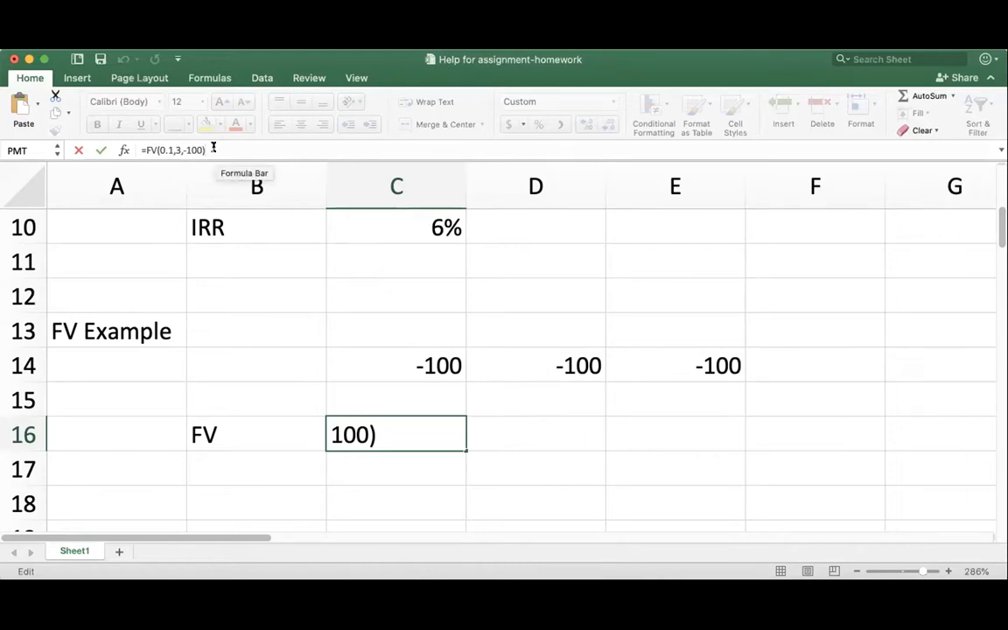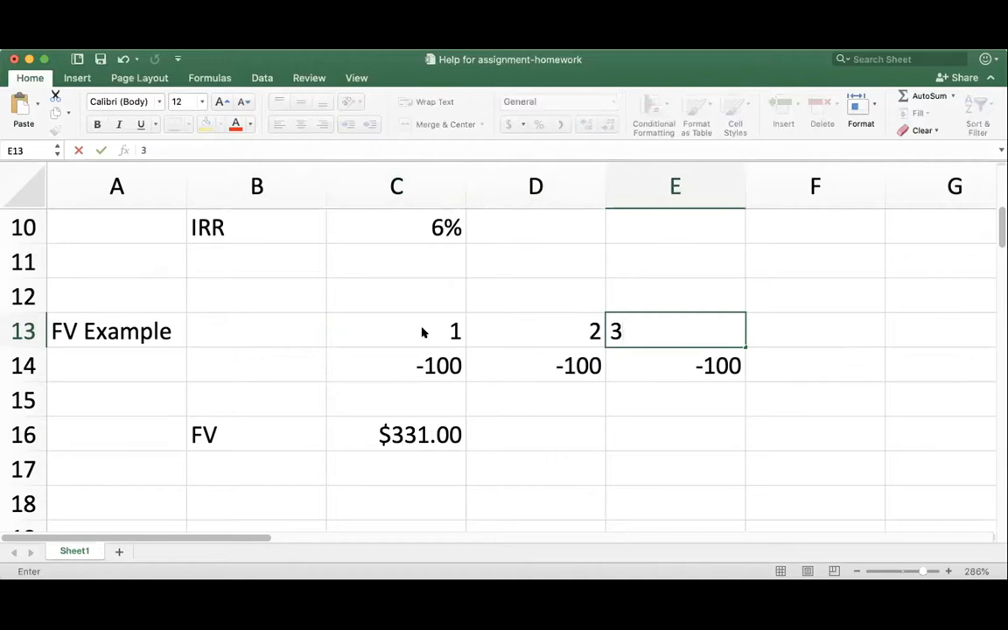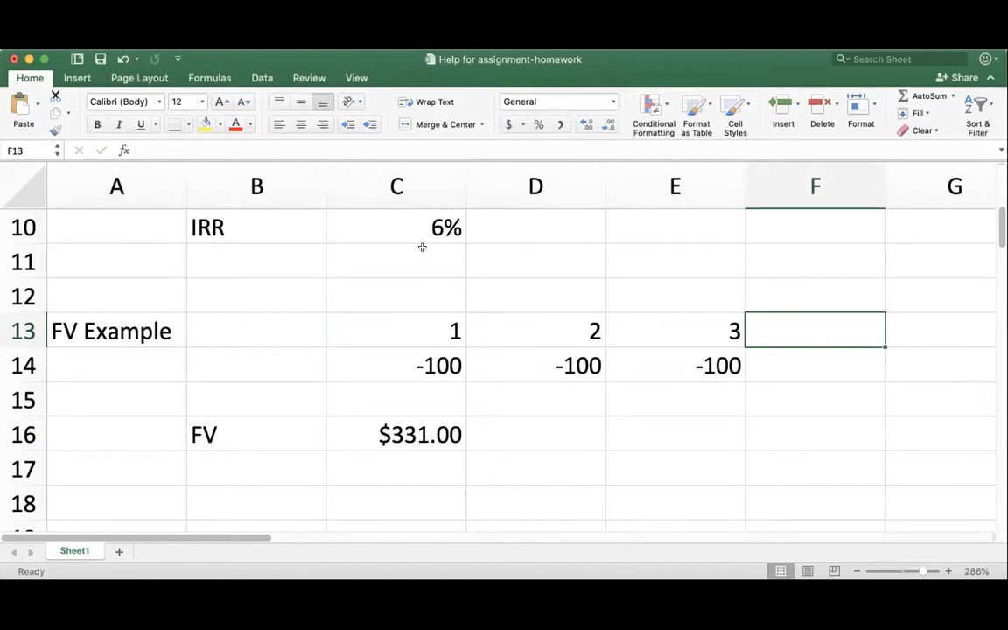So on the future value formula, the first thing is the rate. The second thing is the number of periods. How many periods are you waiting? In this case, you've got 1, 2, 3, with a 10% interest rate per period. And then it says minus 100. Now, if I wanted to link this to cells, I could do this: 1, 2, 3. This is what I recommend doing, trying to link it as much as possible and not hard type anything.